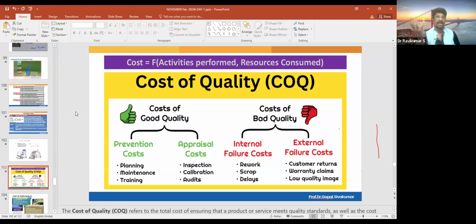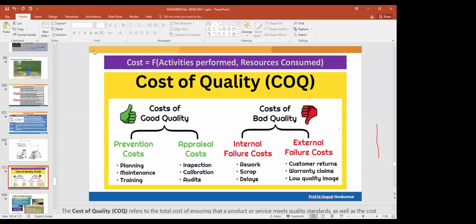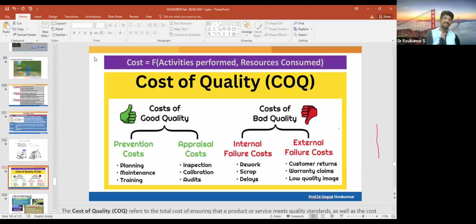See, for example, you people are investing your time, effort, money, energy in this program. Under what quality does it come, guys? You are investing, right? So it comes under cost. And under what cost does it come? Cost of good quality or cost of bad quality? Of good quality. Yes, you are investing, guys.